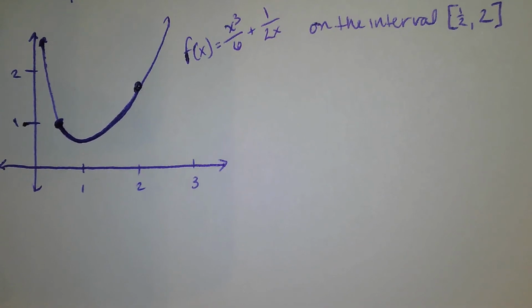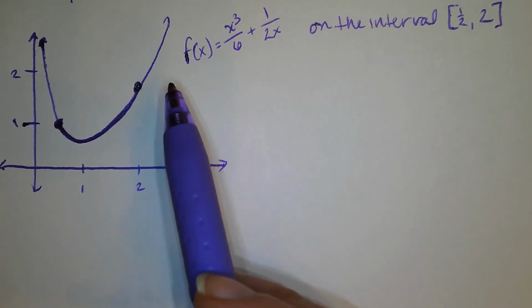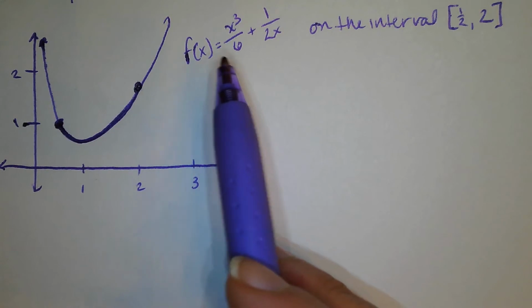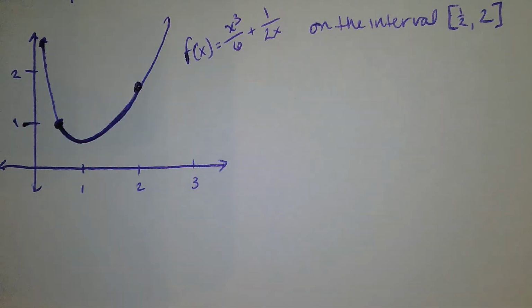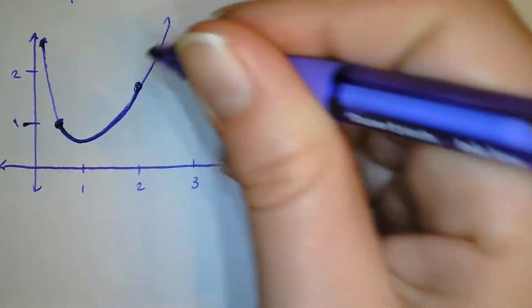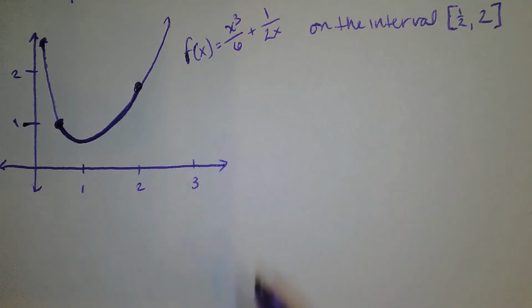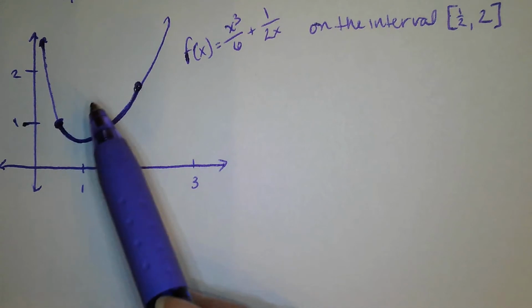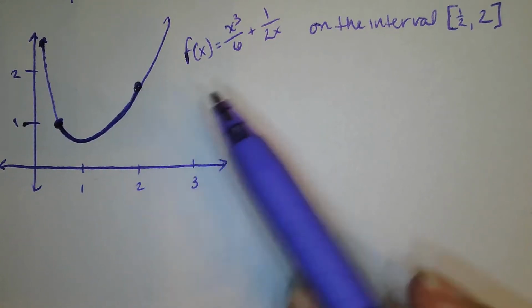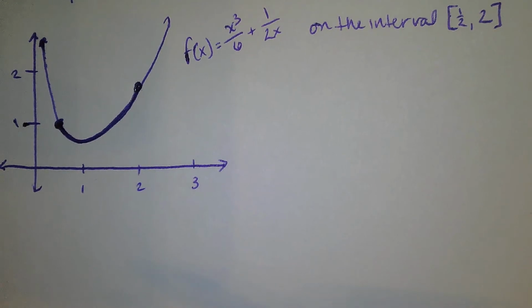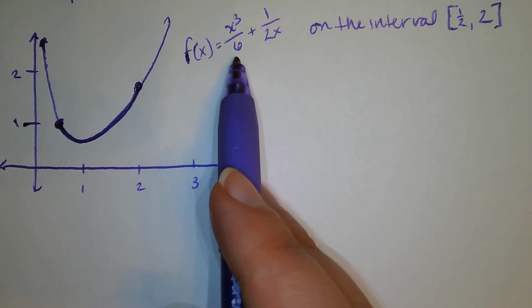Okay, so we're going to find the arc length of this function on the interval from 1/2 to 2. I already sketched it out for you in an effort to save some time. So here's our function, here's our interval, here's a quick sketch of it. Obviously this isn't a straight line, so we have to trust the formula in this case. The first thing we have to do is get the derivative here.